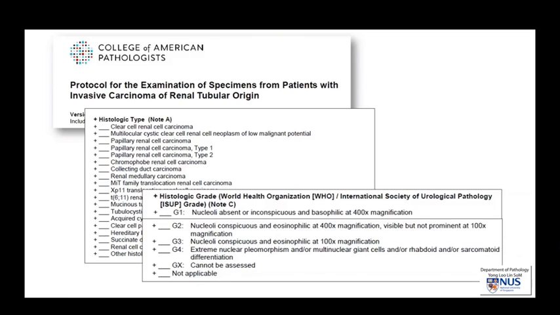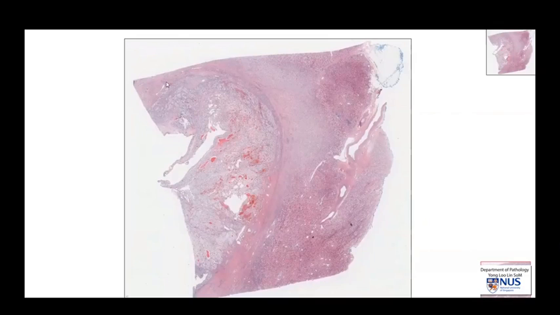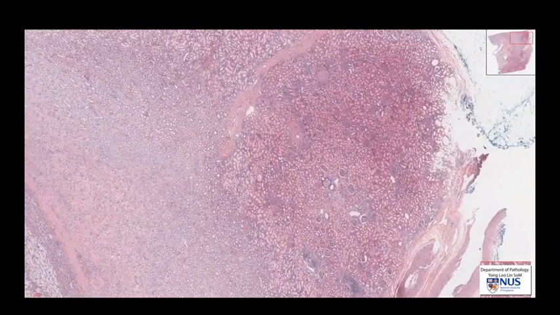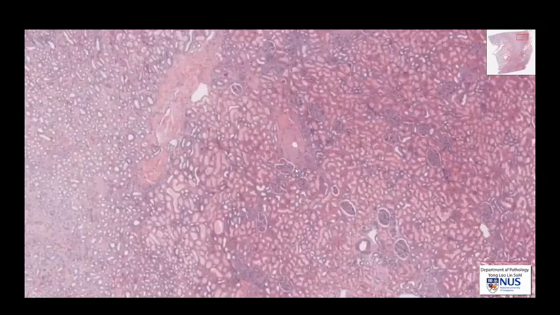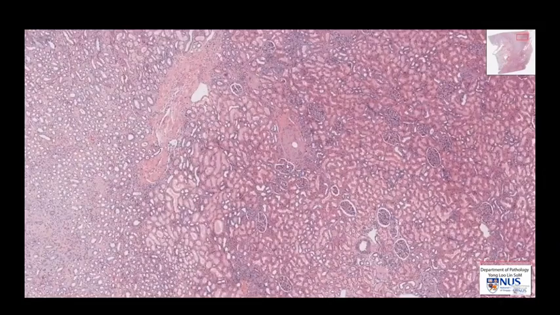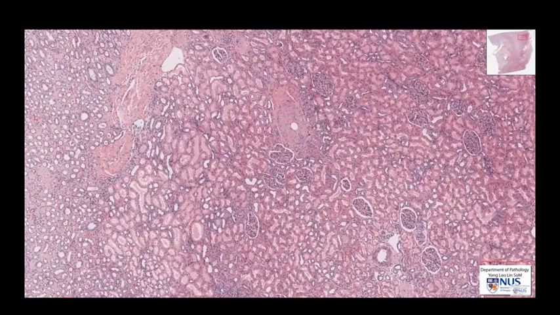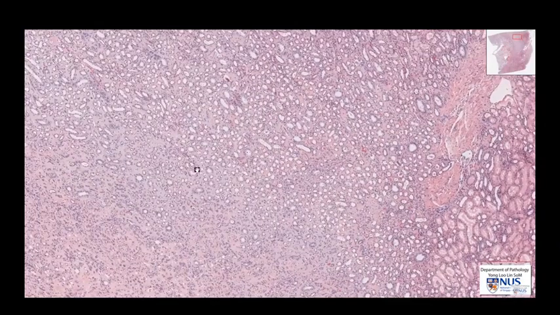So let's take a look at a case. This is a low magnification view, and here is the tumor, and here is the uninvolved non-neoplastic kidney. So just to recap a little bit on your histology, this is the renal cortex because we can see the glomeruli and some of the tubules here. The more obvious ones would be the proximal convoluted tubules with the rather pink appearing epithelium. And this is the renal medulla with the collecting ducts.